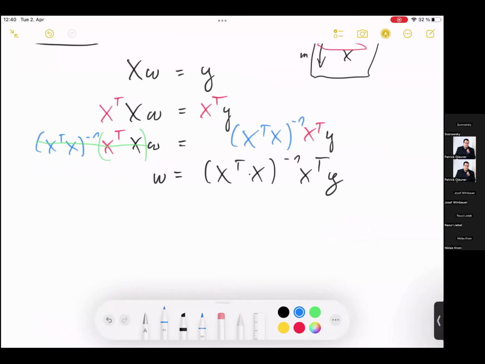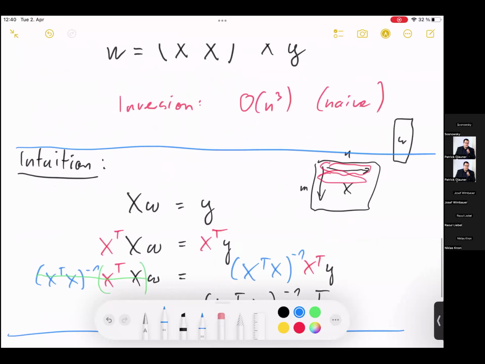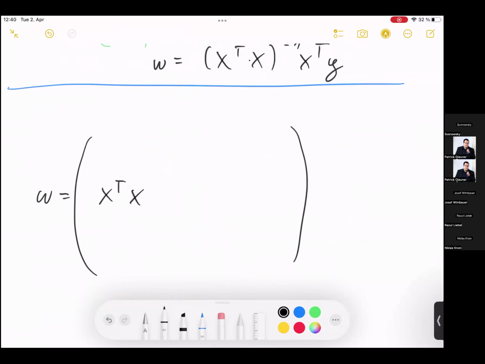So this was just the intuition, very importantly, not a derivation. But what I said is we have our weight vector and we have our x transpose x, and we want to invert it, but it's maybe not invertible. So I need to regularize it. And the remaining part was x transpose times y. And how can I make this part now invertible? So it's not singular anymore.